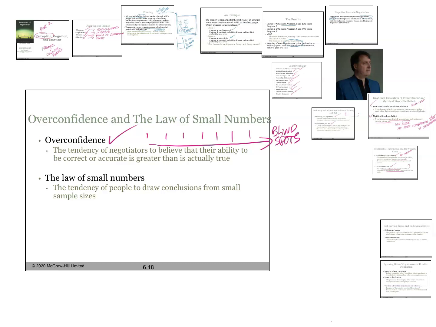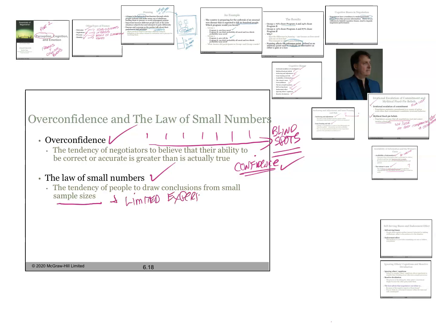So watch out for blind spots. Be careful of feeling overconfident. Realistically confident is good. In other words, confidence is great. Overconfidence is dangerous. The law of small numbers is all about drawing conclusions from small sample sizes and limited experience.